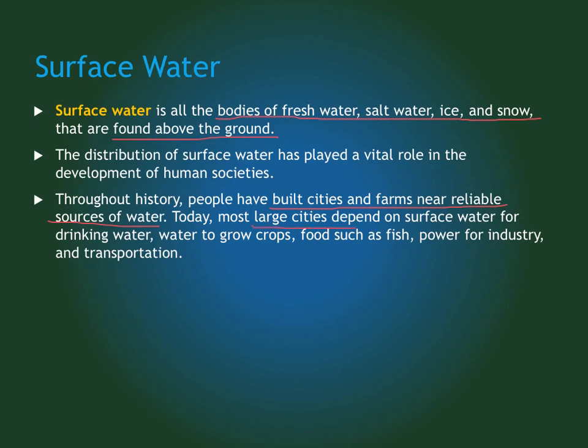Nowadays, large cities depend on surface water for drinking water, crops, food, power, and even transportation. People still take boats to get to certain places. And even recreation, like a cruise line, cruises on surface water. So it's good to know that surface water still gets used today.